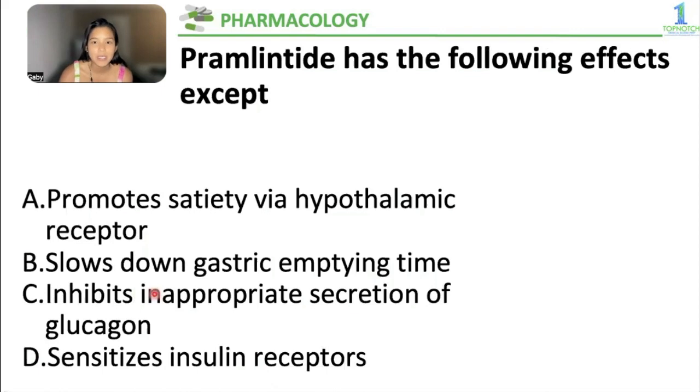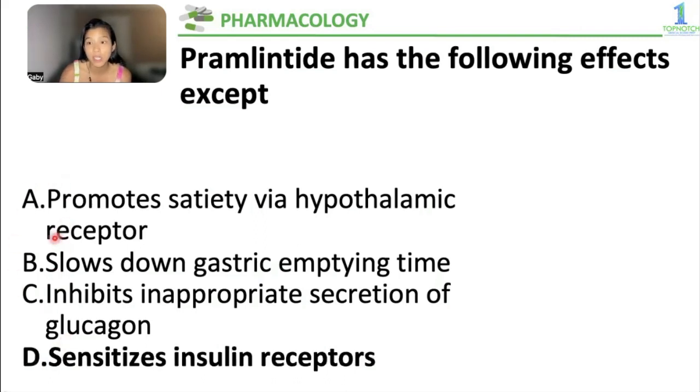Pramlintide or your amylin analog has the following effects except, does it promote satiety? Does it slow down gastric emptying? Does it inhibit inappropriate secretion of glucagon? Or does it sensitize insulin receptors? So the answer is it does all A, B, and C. It does not do letter D. It is not a sensitizer. Those are your biguanides like your metformin, okay, and your TZDs.